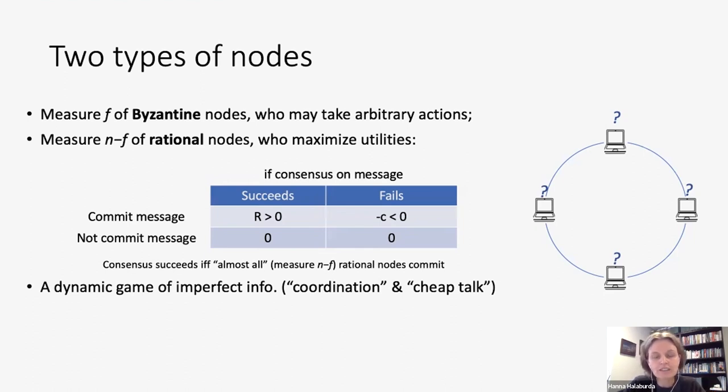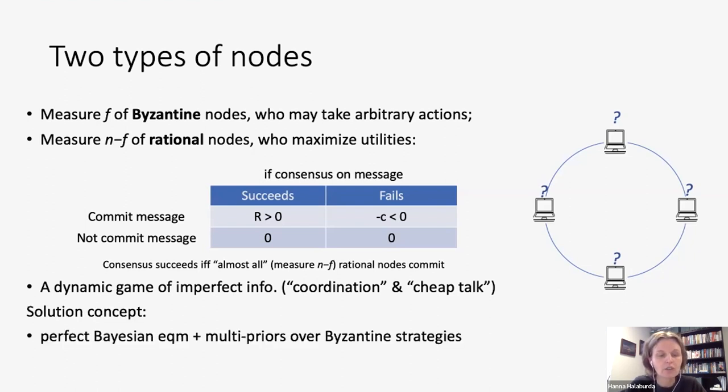So with this setup, we are getting a game that is dynamic, a game with imperfect information, that gets elements of coordination because we want to commit when everybody else commits, and we don't want to commit when others don't commit. And it also has this communication phase that may be informative or may be cheap talk because it's not costly. So we use a solution concept, it's perfect Bayesian equilibrium with multipliers over Byzantine strategies.